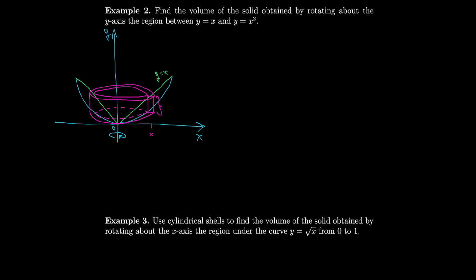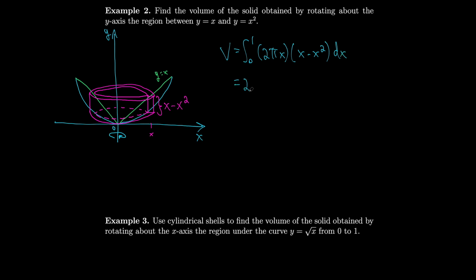So if I want just the height of the shell, that's the difference between the green height and the blue height. So that's x minus x squared. That's how tall the shell is. That means our volume is the integral from 0 to 1 of 2 pi x, because it's 2 pi r, and our height is x minus x squared, dx.